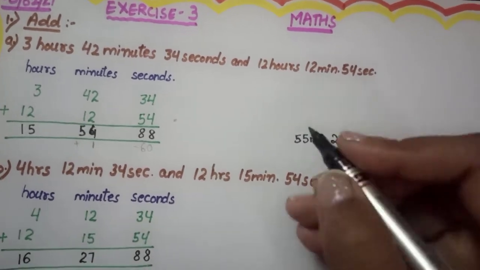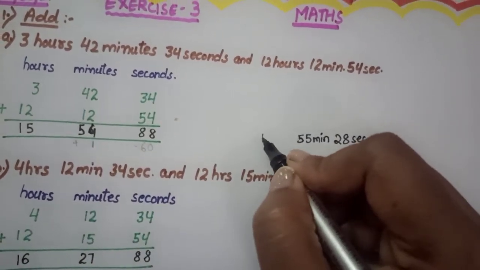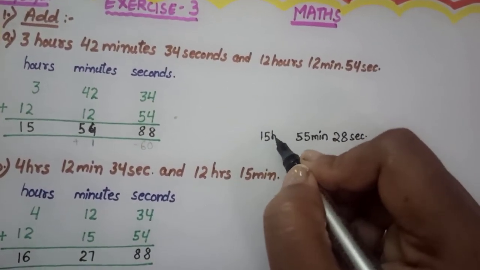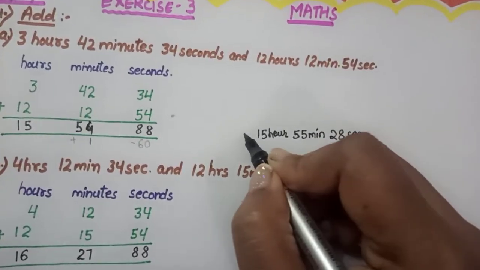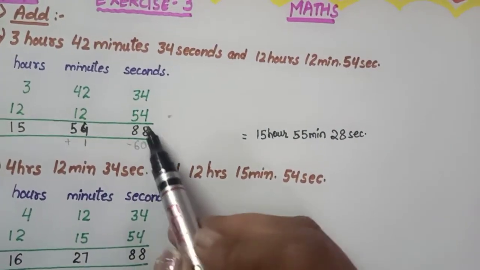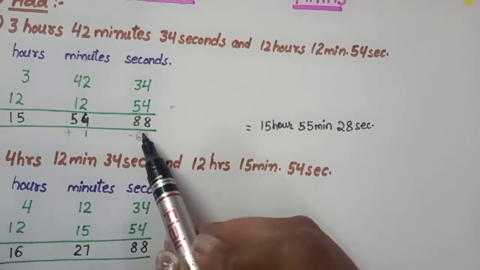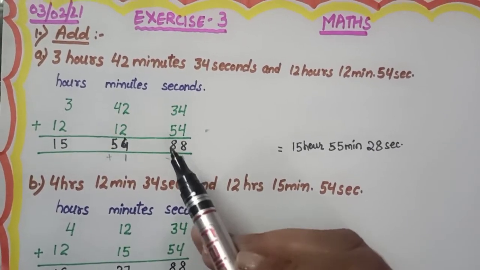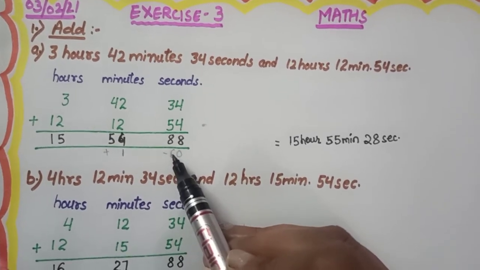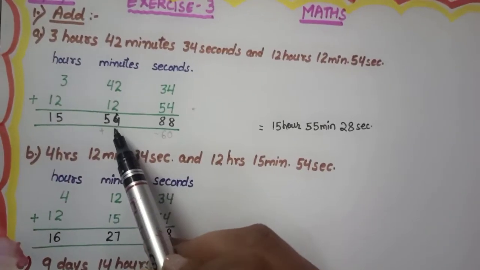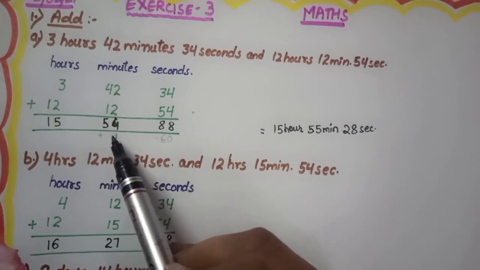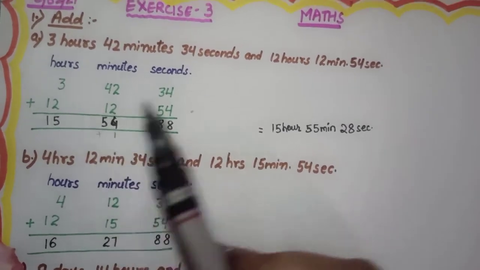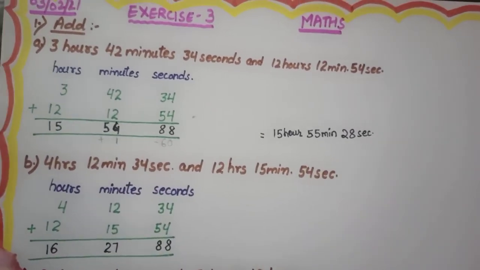Is it clear to you all, students? Let me repeat it once again: if we have any number that is more than 60 over here, we can subtract 60 from here and carry to this number, and we need to add 1 out here. So this is how I have done A part.